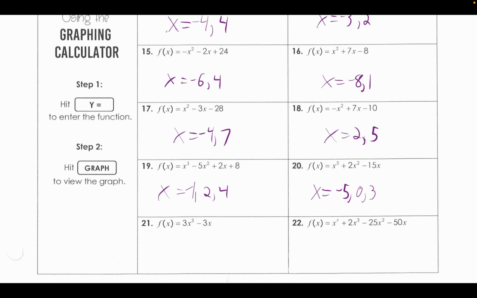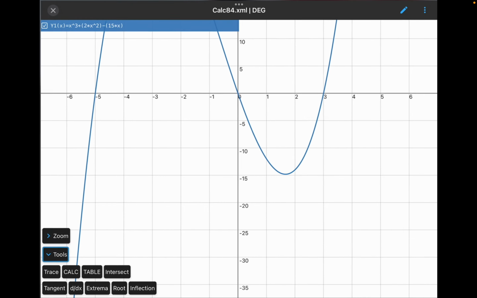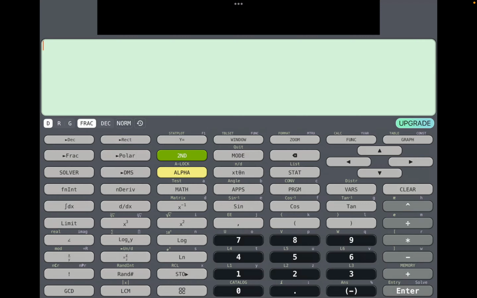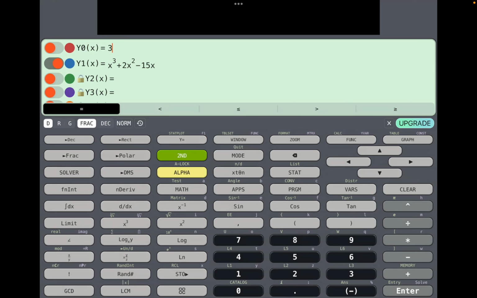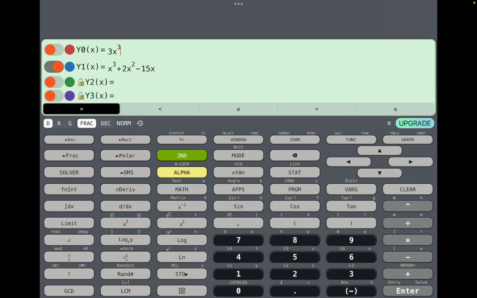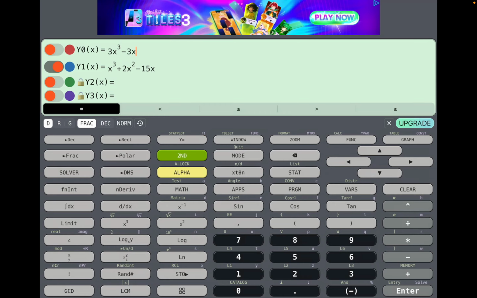And now I plug in my last two, for 21 and 22. So I go to y equals and clear this one out. I'm going to start typing in 3x to the third power minus 3x. My second one, I clear it out and type in x to the fourth power. So I still use that caret. Any power greater than 2, we have to use that caret. You can use it for the power of 2 as well, even though there's a button for x squared, because it's more common. Plus 2x cubed minus 25x squared minus 50x.